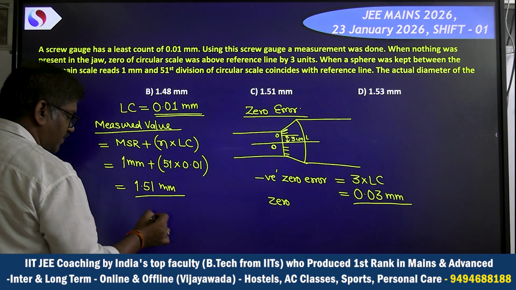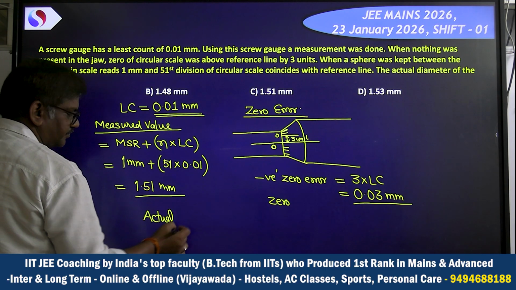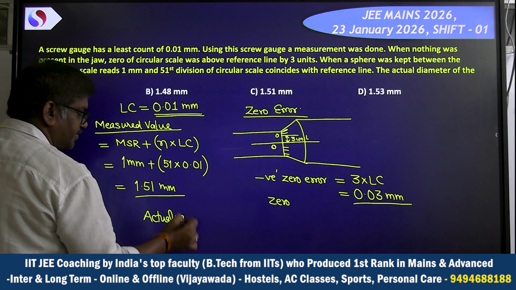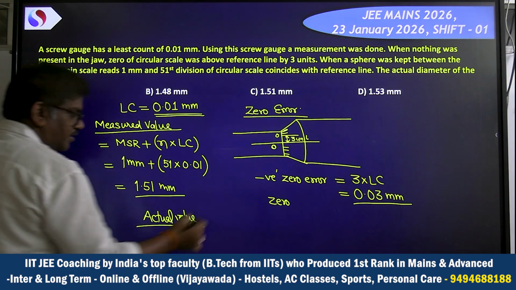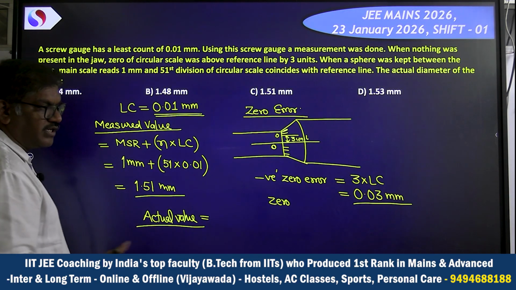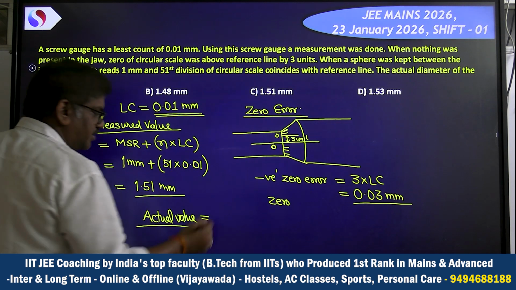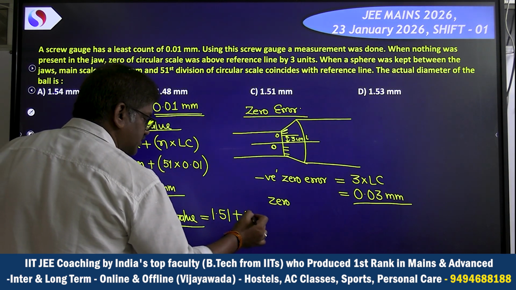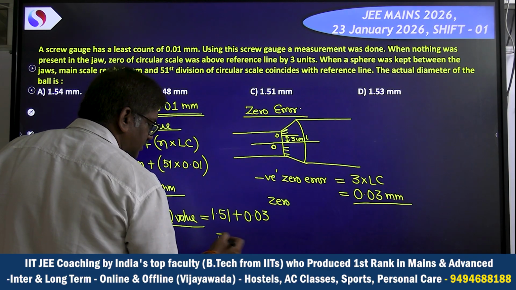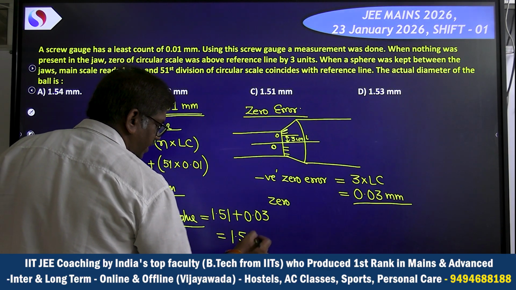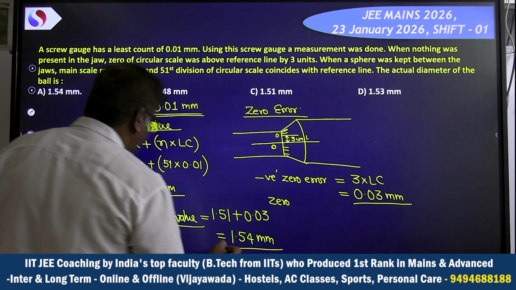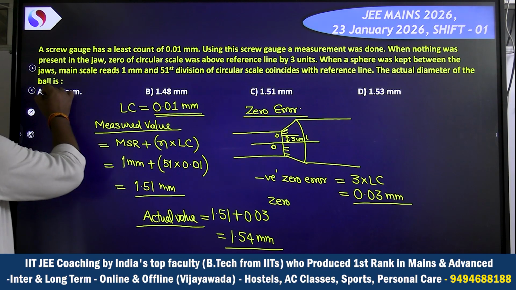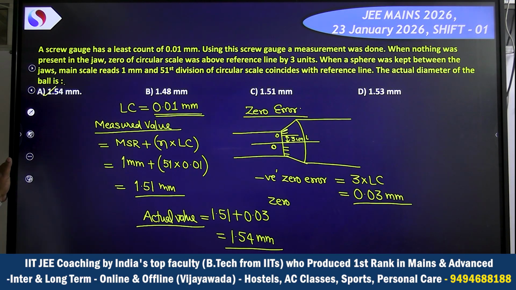Now, what is the actual value? The actual value will come after compensating the zero error. So what do you have to do with the zero error? You have to add it because it is a negative zero error. So I will say it is 1.51 plus 0.03, and this will be equal to 1.54 mm. 1.54 mm is my right answer. So I am going with option 1. Alright, option 1. Okay, let's move to the next one.